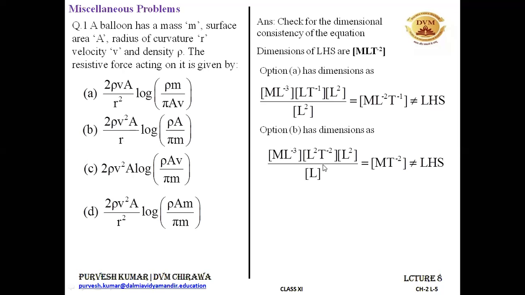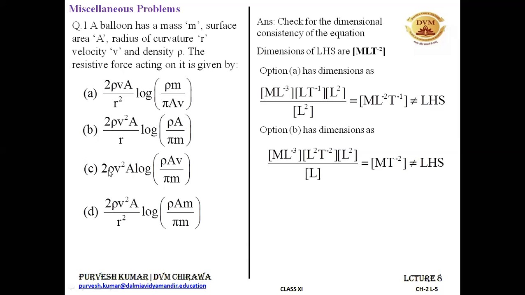When you solve this thing up, this L, when it goes into the numerator, it becomes L to the power minus 4, and L square, L to the power 4, they cancel out, and you are left with MT minus 2 only. That is again not the dimensions of the quantity that is involved towards the LHS. So option B cannot be the correct answer.